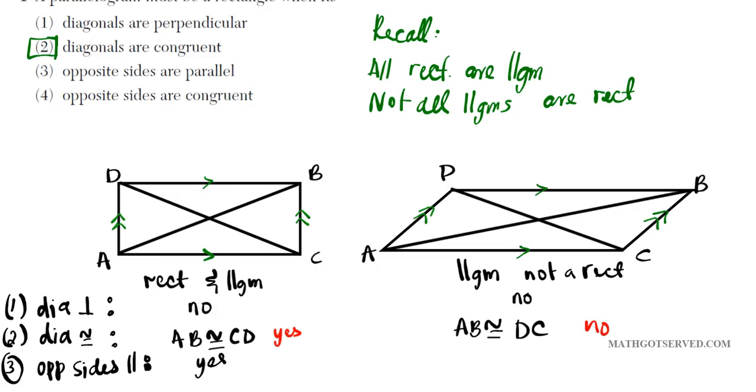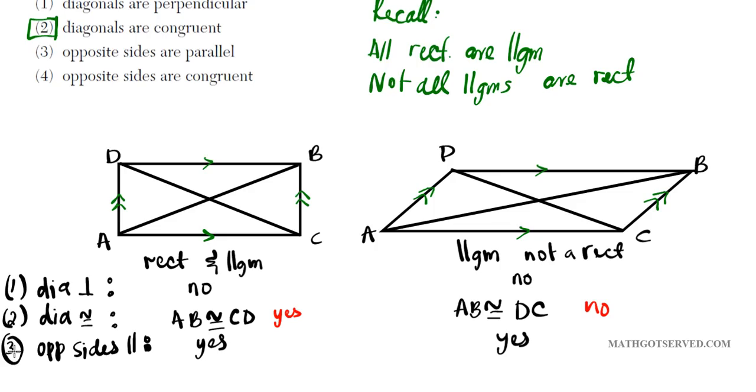So this is yes and yes. Remember, we're looking for the only properties that work for rectangles and not on some of the parallelograms that are not rectangles. Okay, let's take a look at option 4.